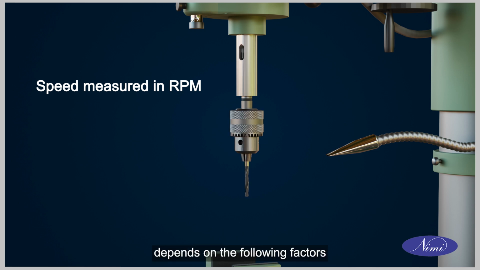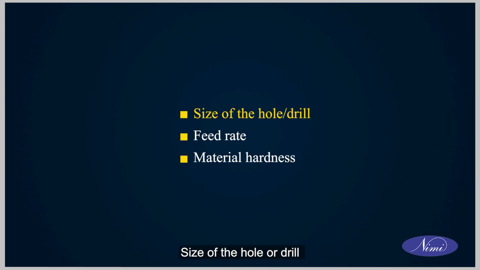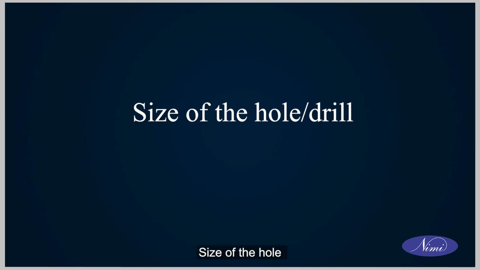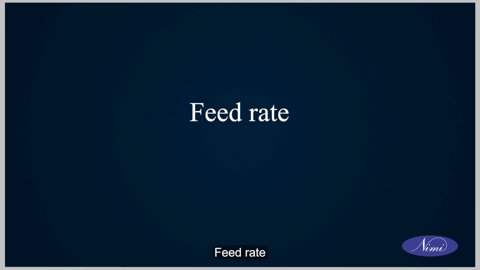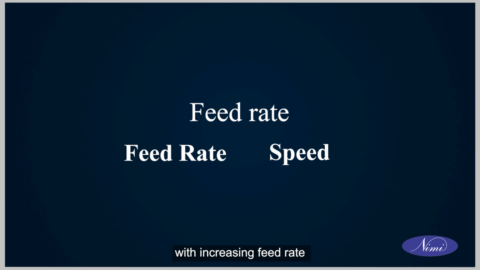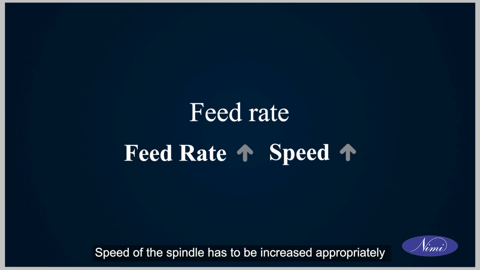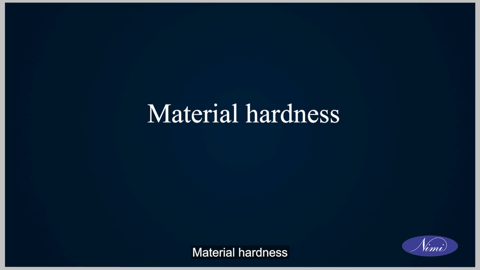The spindle speed depends on the following factors: size of the hole or drill, feed rate, material hardness. Size of the hole. With the increasing hole size, the speed of the spindle has to be reduced appropriately. Feed rate. With increasing feed rate, speed of the spindle has to be increased appropriately. Material hardness. Spindle speed has to be reduced from softer to harder material appropriately.